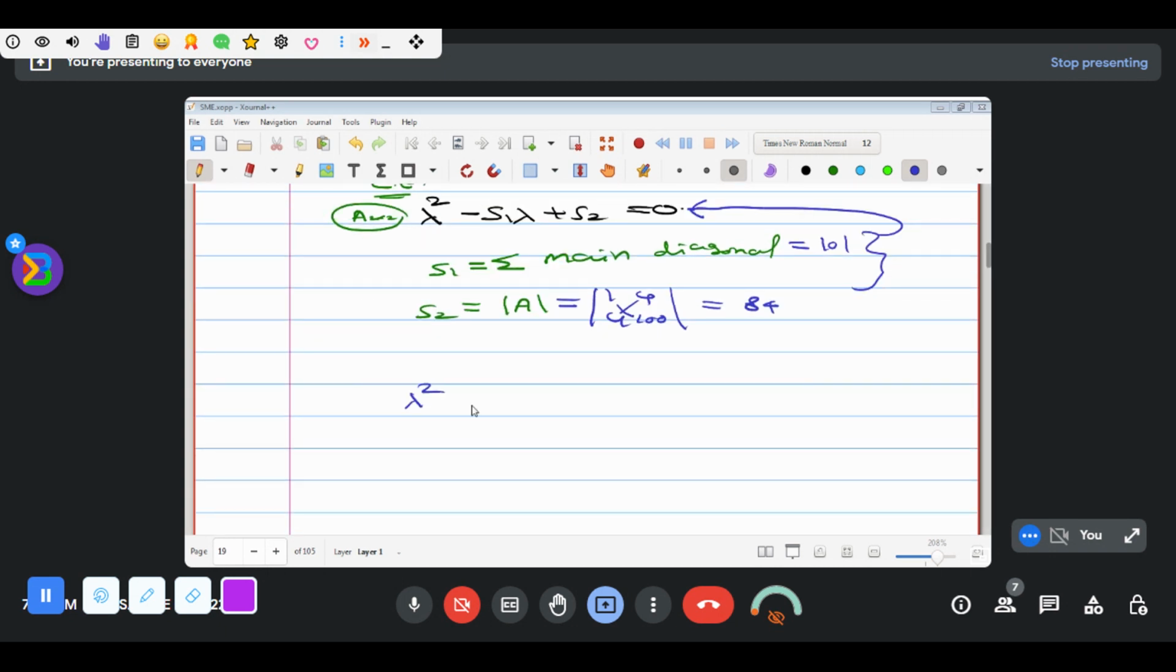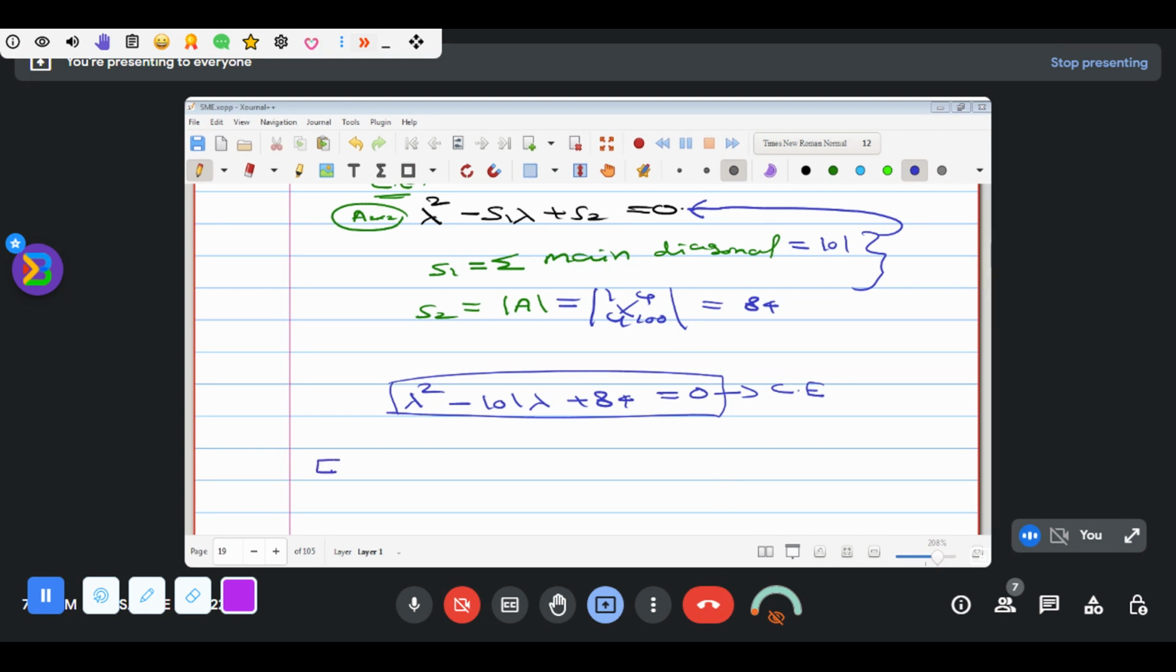Lambda squared minus the sum of the main diagonal, 101, is correct, so minus 101 lambda plus 84 equal to 0. This equation is called the characteristic equation. So what is the order here? 2. Therefore this is a quadratic equation.